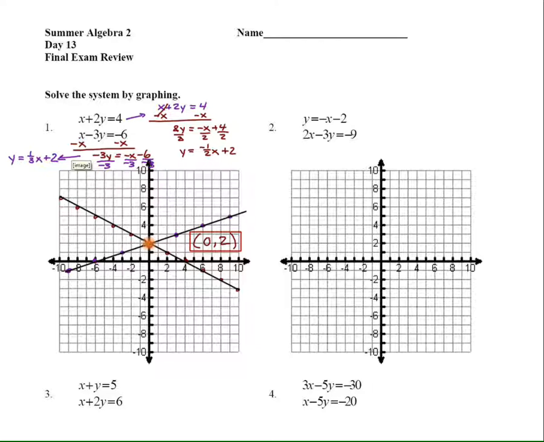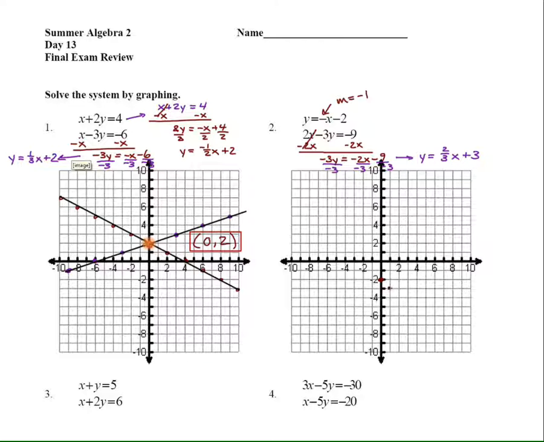For number 2, I'm going to do a similar process. I'm going to make sure they're both in slope-intercept form, and once they are, I will graph them and see where they cross. The first equation is already in slope-intercept form, but the second equation is not, so I'm going to get y by itself. First subtract 2x from both sides. And then I'm going to have to divide everything by negative 3, whatever's in front of the y. So what I end up with is y equals positive 2/3 x plus 3. So here are my two equations. First one's already in a form I recognize. The second one now is. I'm going to graph them.